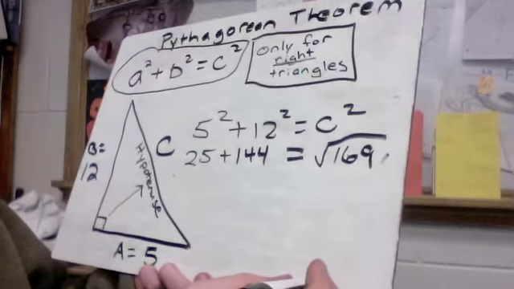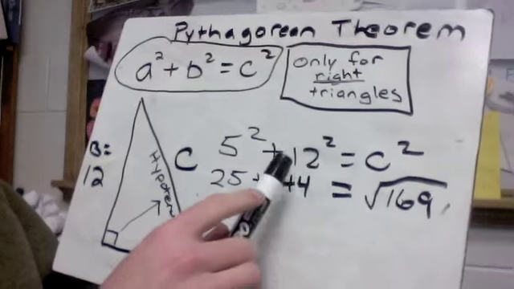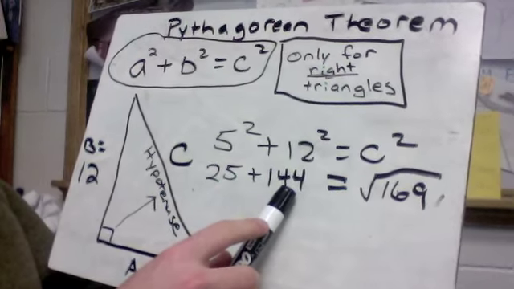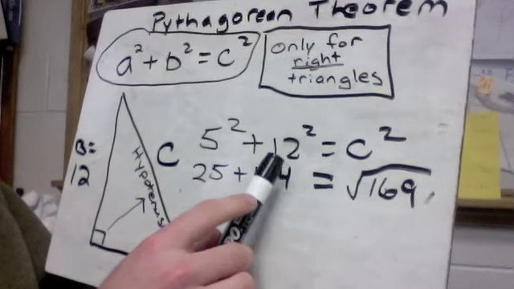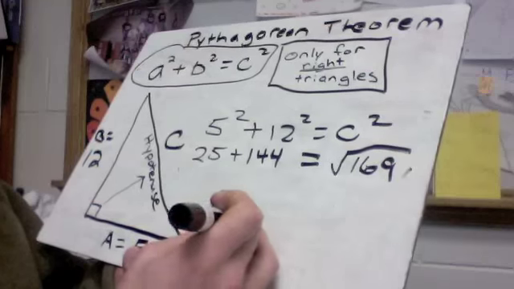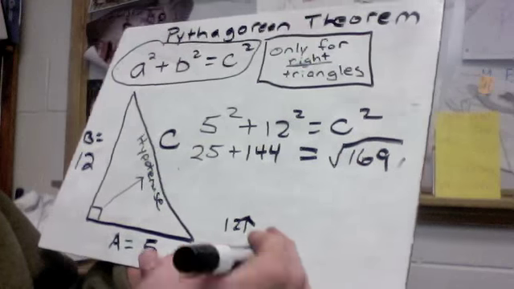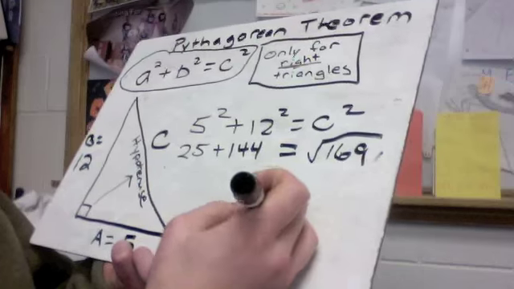Now, an easy way to do this is, I know that 12 times 12 is 144. So it's got to be higher than 12. So I can just make a mental note of that. It's got to be higher than 12. So I'll go to 13. Okay, let's try 13 times 13.